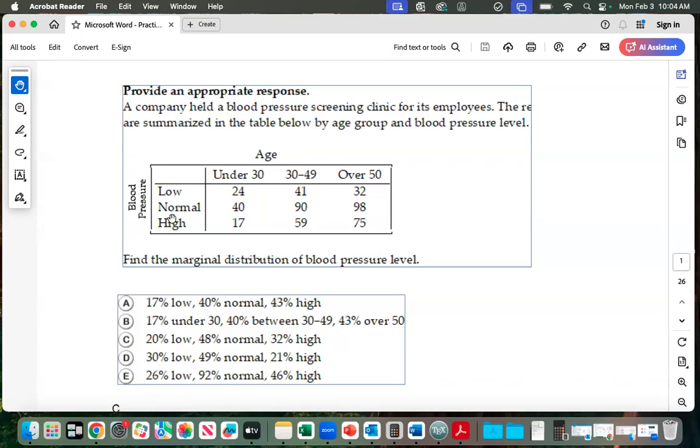So to be able to do that, what I want you to do is to find the total for low. So sum across here, so you sum across the columns. So for low, 24 plus 41 plus 32. Write the total here. Is that okay? For normal, 40 plus 90 plus 98. Write the total. And then for high, 17 plus 59 plus 75, and write the total. Is that okay? So do that and tell me the total.